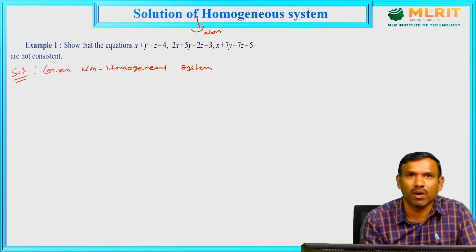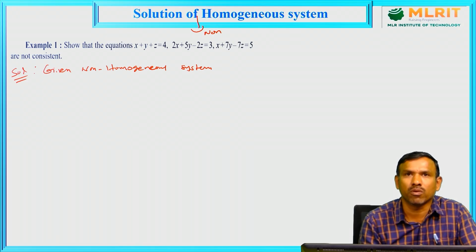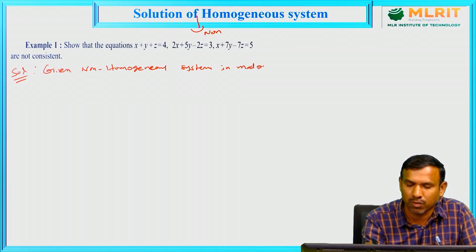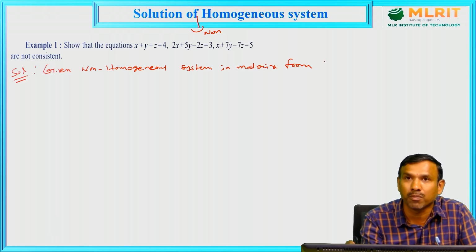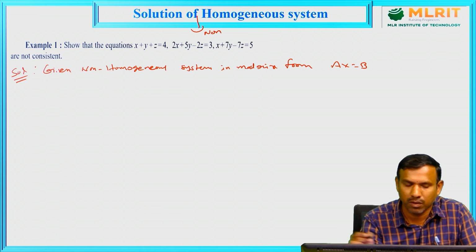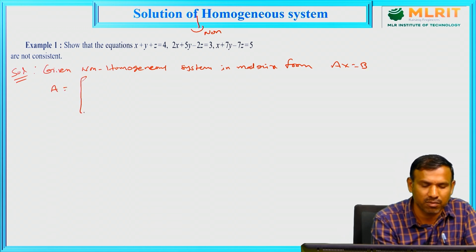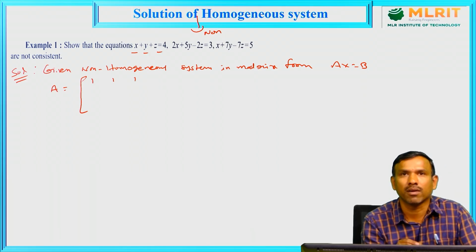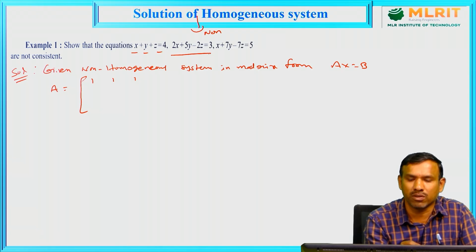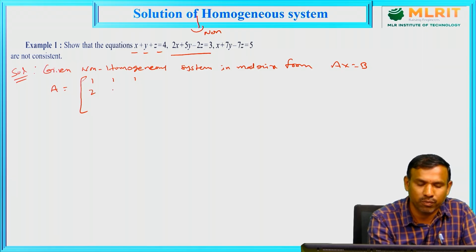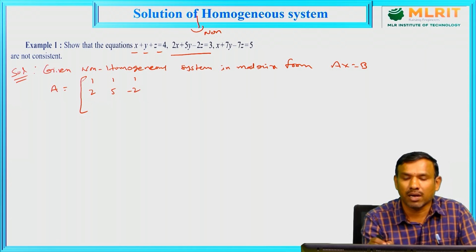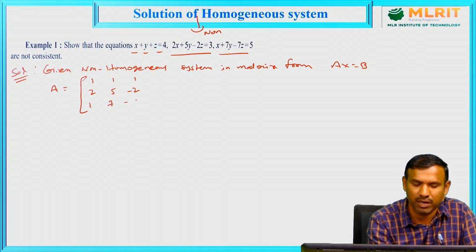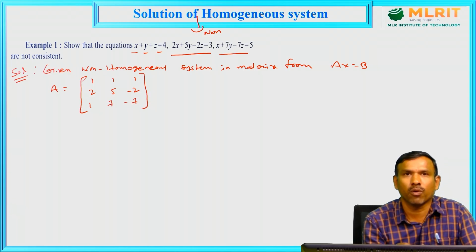What are the equations? x plus y plus z is equal to 4, 2x plus 5y minus 2z is equal to 3, x plus 7y minus 7z is equal to 5. In matrix form we write Ax is equal to b. What is the coefficient matrix? The first row is the x, y, z coefficients: 1, 1, 1. Second equation, 2x plus 5y minus 2z is equal to 3, so the coefficients are 2, 5, minus 2. Third equation, x plus 7y minus 7z: coefficients 1, 7, minus 7. This is the coefficient matrix.